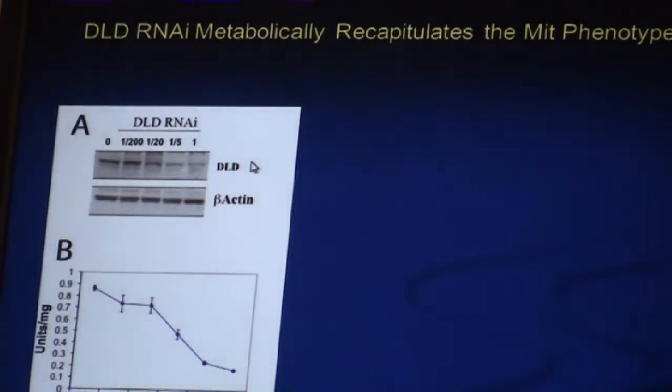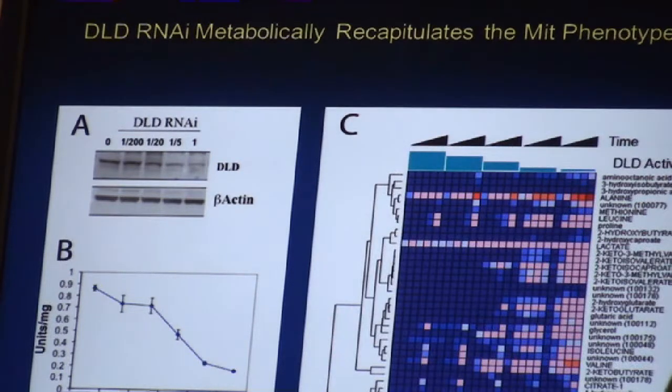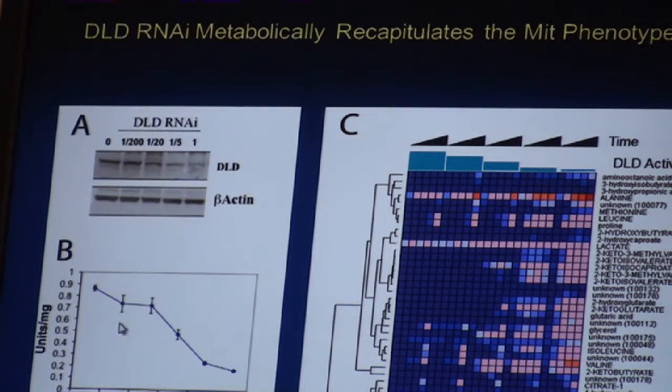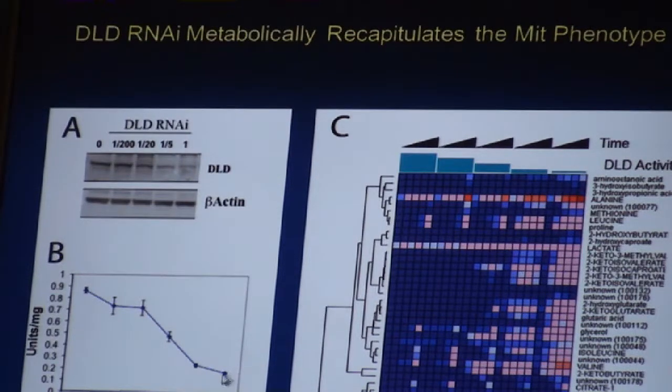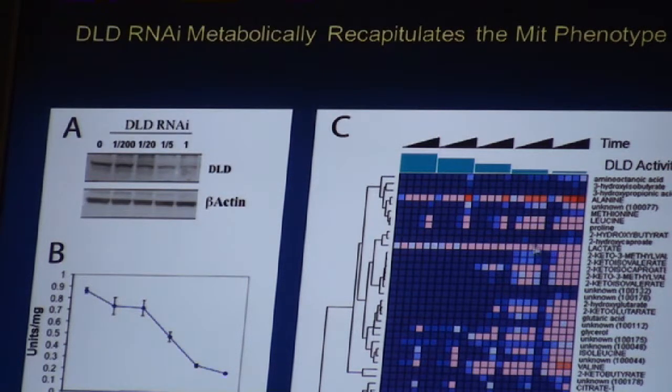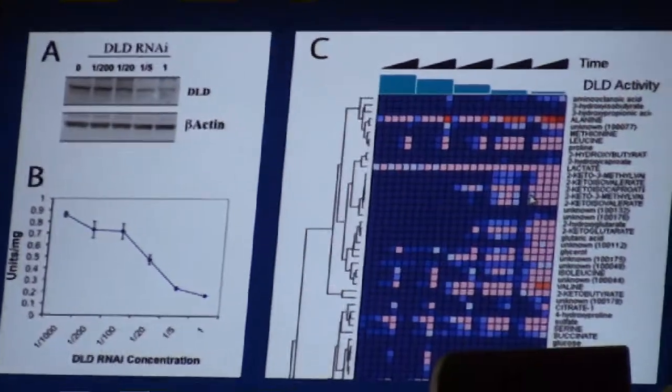Righto, so here's our prediction. We predict that if we knock out DLD, maybe we can recapitulate the mite phenotype, including longevity. We found an antibody, we found an RNAi, we established an assay, and had to synthesize our own lipoamide moiety. So we can get an assay for it, and we can show that we can knock it down. Here are the metabolomic states. This is knocking down DLD with RNAi. This is the amount of DLD activity. You can see over here our degree of knockdown, getting it down to about 15%. We're sampling over time, and you can see very clearly that the more severely we knock down DLD, as you'd expect, we see the mite profile appearing.